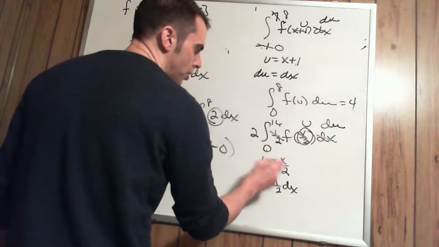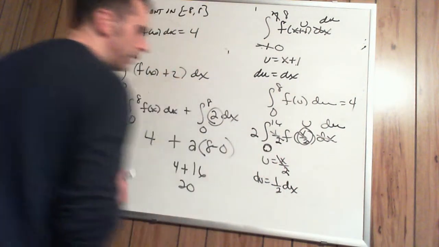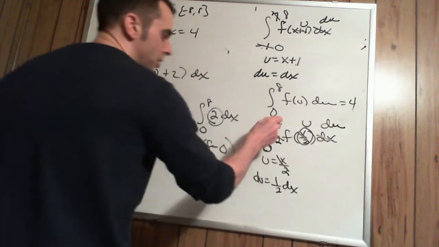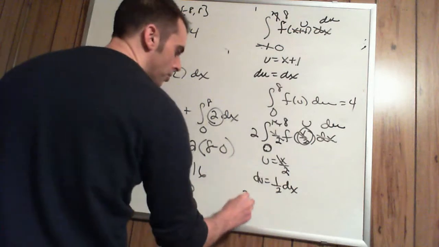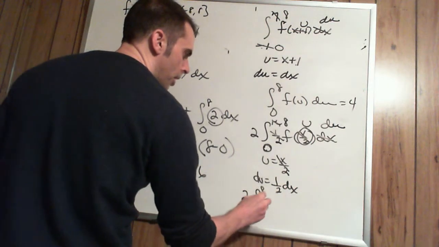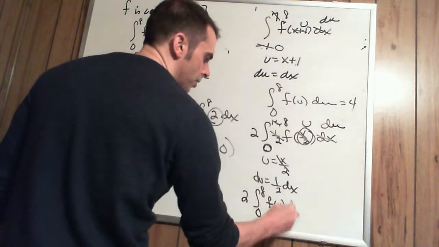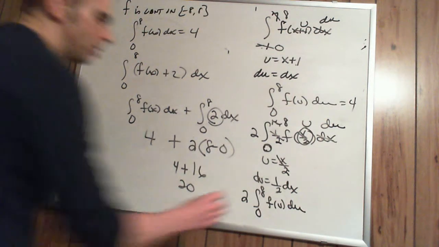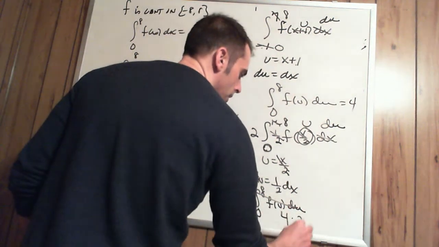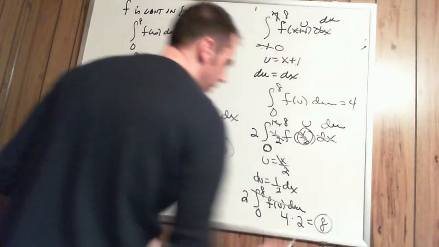These limits have to get put in for x. So 0 over 2 is 0. That'll stay as 0. But 16 over 2 will become your 8. So this now becomes 2 times the definite integral from 0 to 8 of f of u du. So from 0 to 8 of f of u du, this becomes 4 times 2 is 8.